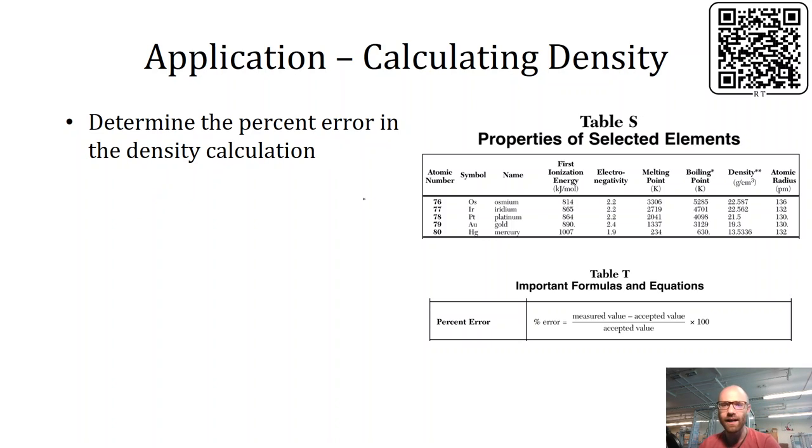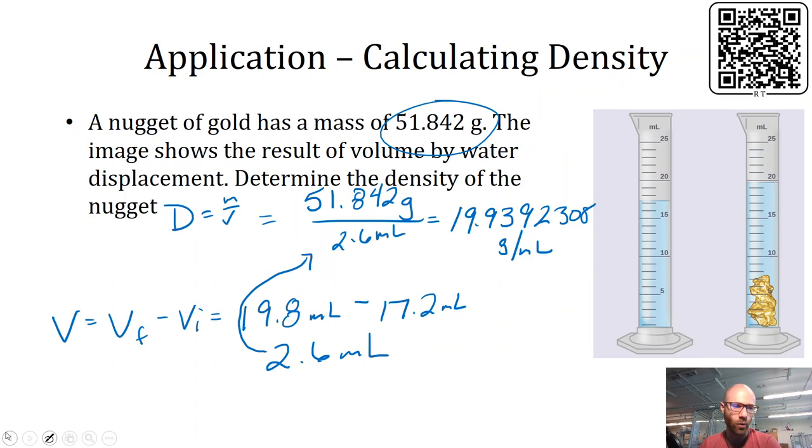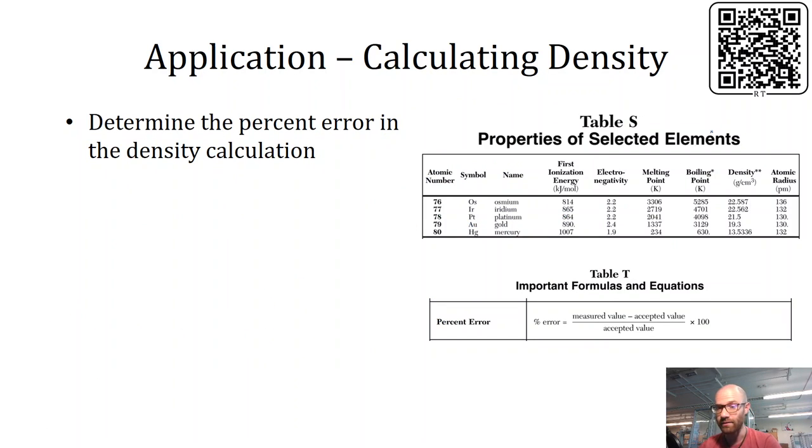It turns out that since the object that we were measuring the density of was gold, we can go to Table S, and it's an element, obviously, and there's properties of selected elements, and one of the properties is density. So this is gold, it's number 79 on the list, so I cut out a bit there, but you actually get a reference value for the density of 19.3. We didn't get 19.3, which means we can calculate the percent error in our measurement.